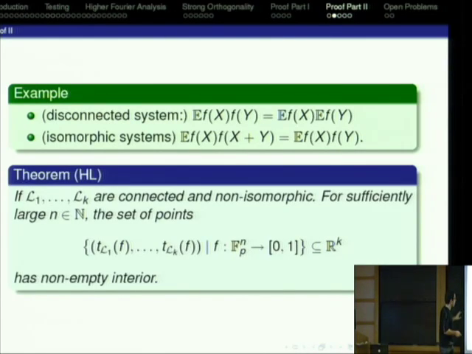So in this case, I call these two systems of linear forms isomorphic. And to prove the second part, we need the following theorem. Not necessarily need, but that's the way that we prove it: if you have these connected and non-isomorphic systems of linear forms, and if you let n be sufficiently large, then if you look at all these functions from F_p^n to {0,1}, and if you look at their profile with these linear forms, then you get a set of points. And I want to show that this has non-empty interior. So there is at least one ball where you can attain all the points by looking at these averages.